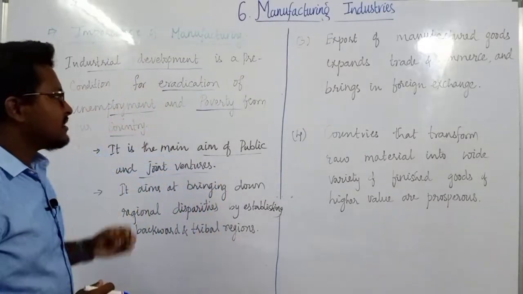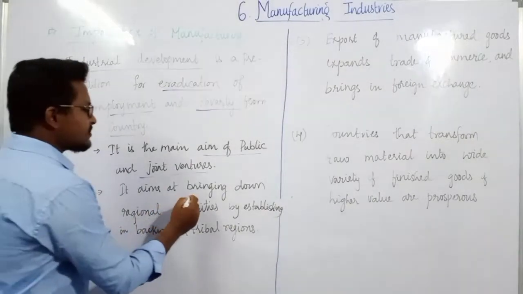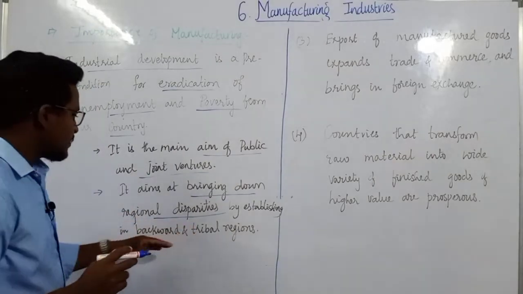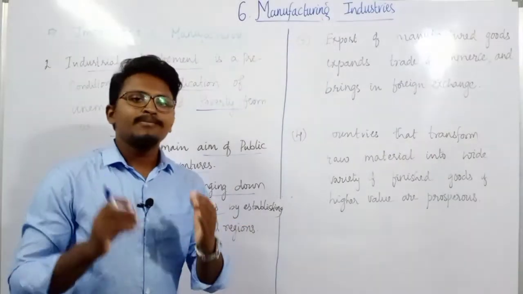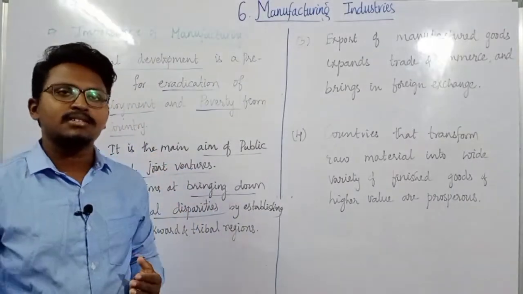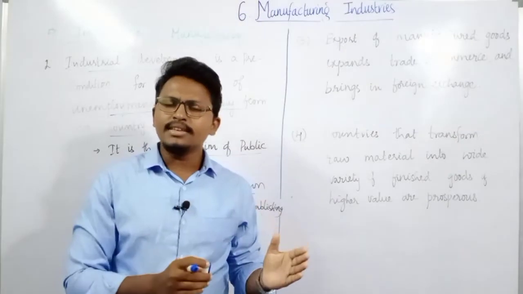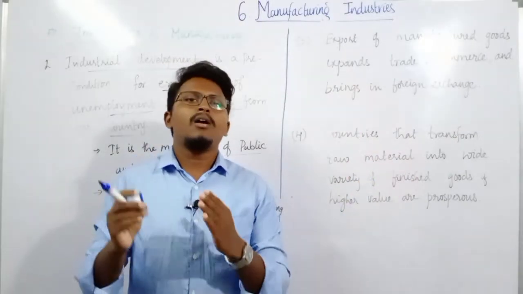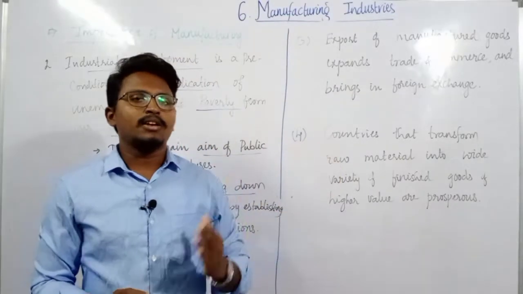And not only that, the other very important role of the manufacturing industry is that it aims at bringing down regional disparities by establishing industries in backward and tribal regions. That means you can see nowadays most of the industries are established in rural areas, and mostly in tribal areas. And the reason is, what if all the industries are located in urban areas? What if all the industries are located in cities?